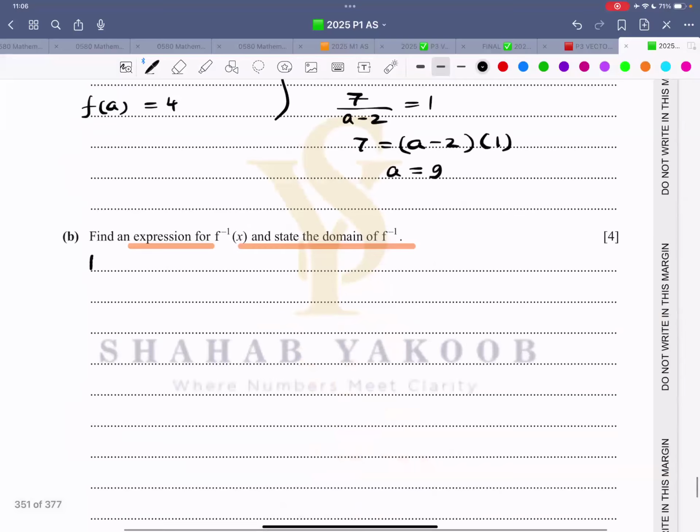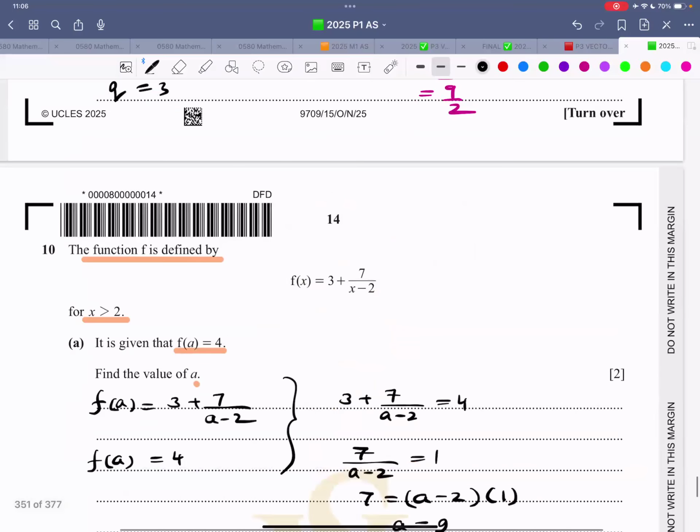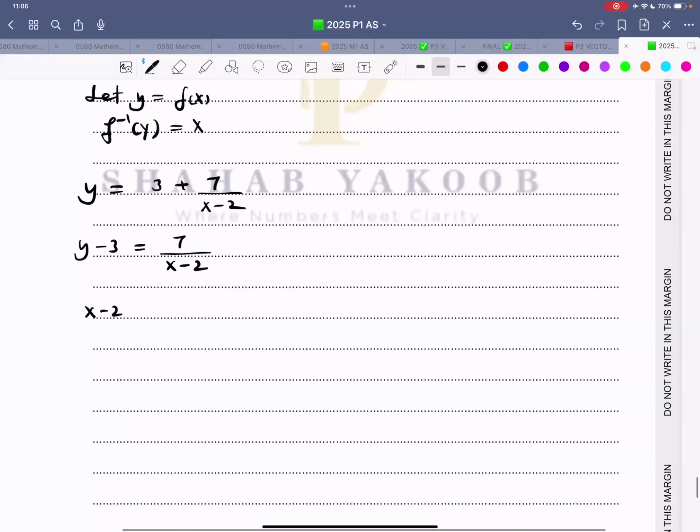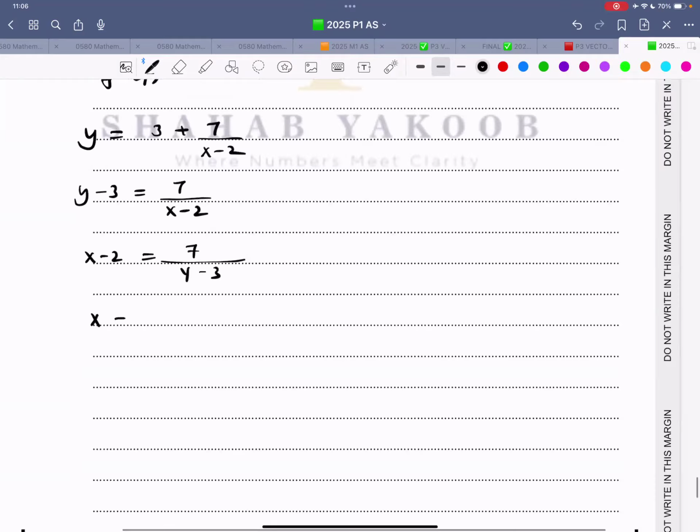Expression for f inverse, very easy. Let y be equal to f of x. Therefore, f inverse y is equal to x. So y is equal to 3 plus 7 over x minus 2. Y minus 3 is 7 over x minus 2. Cross multiply. X minus 2 is 7 over y minus 3. X is equal to 2 plus 7 over y minus 3.